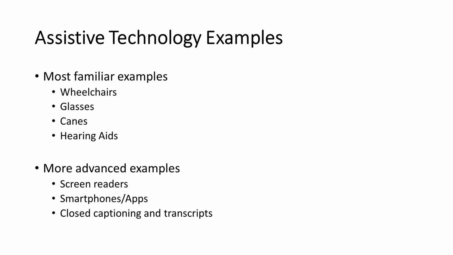Another technology is the smartphone, and there are multiple apps on smartphones that are considered assistive technologies. Also, in videos, we have closed captioning and transcripts for the hearing impaired. So that's where we're really going to concentrate in this particular video, on closed captioning, but specifically on transcripts.